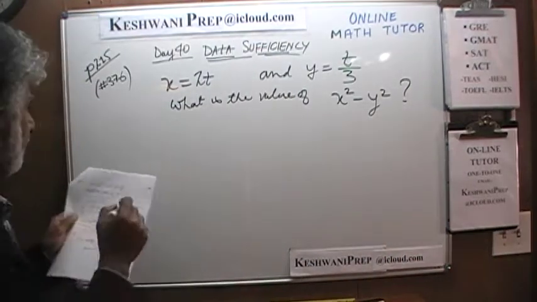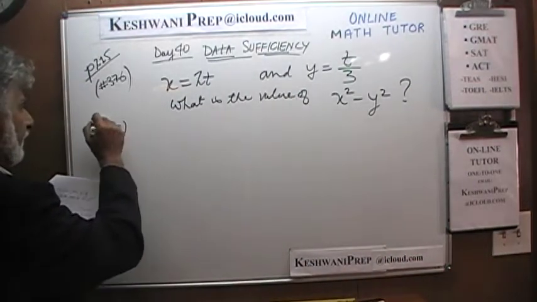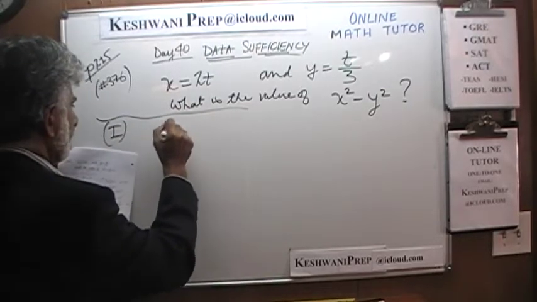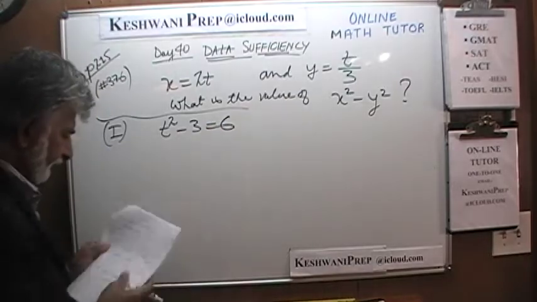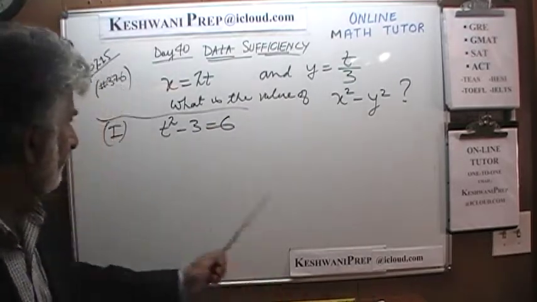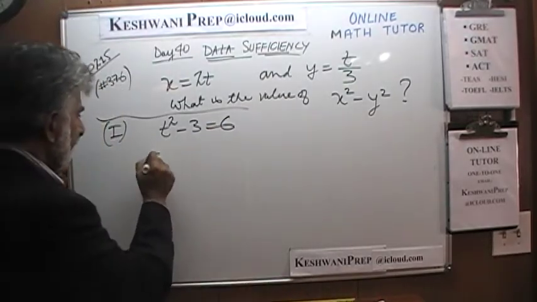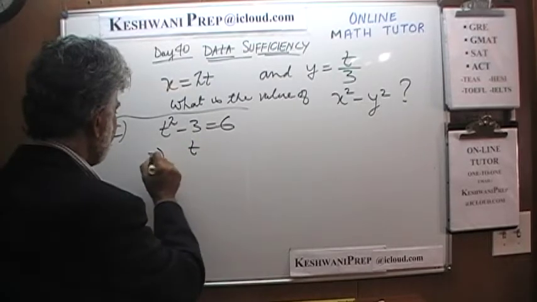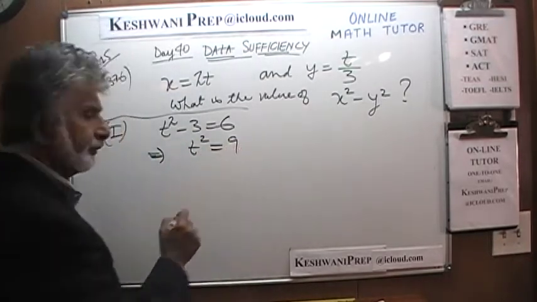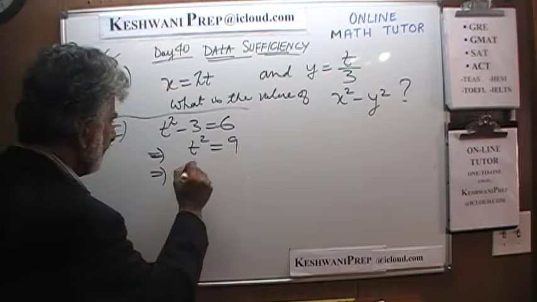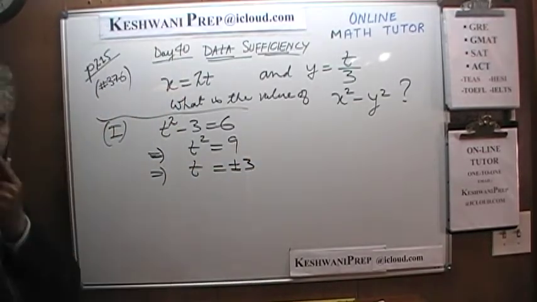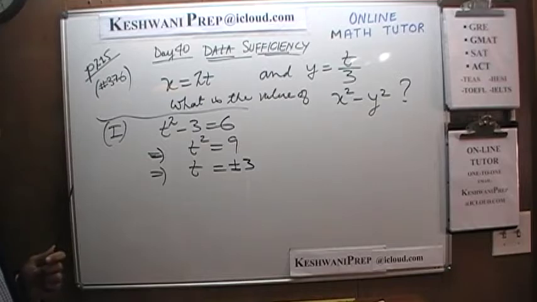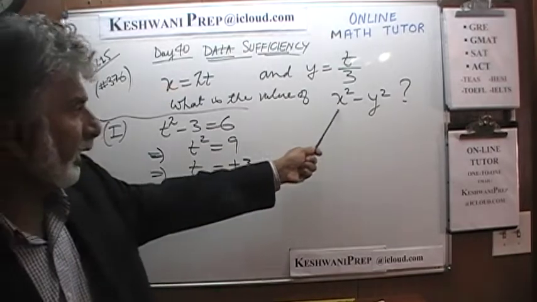Let's see what the first statement tells us. First statement tells us that t squared minus 3 is going to be 6. Let's see what we can do with it. If t squared minus 3 is 6, that implies that t squared in itself must be 9. And that in turn implies that t must be either positive 3 or negative 3. What can we do with that? Is that enough to figure out this quantity?